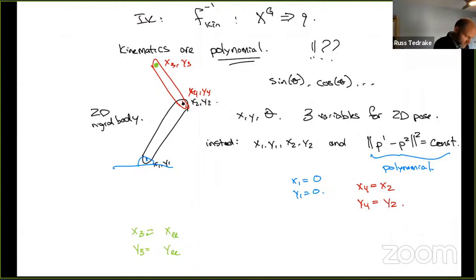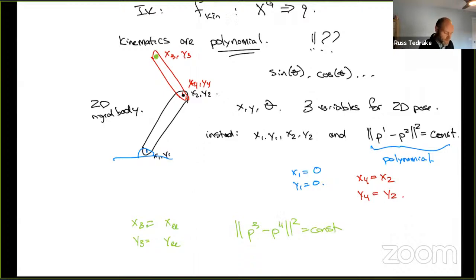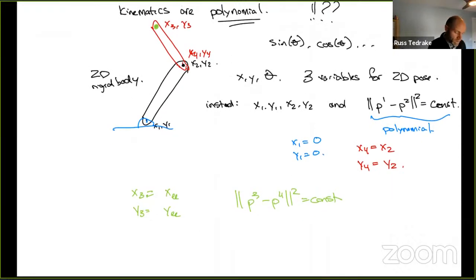Because I also have the distance P3 minus P4 is constant. That means I have a finite number of solutions generically, and in particular, this inverse kinematics problem of saying, you give me X_EE, I could solve a bunch of polynomial equations and I could tell you there's exactly 2 solutions in this case. And the other solution is when the robot looks like this, which could satisfy all those same constraints. And that's the basic inverse kinematics problem.